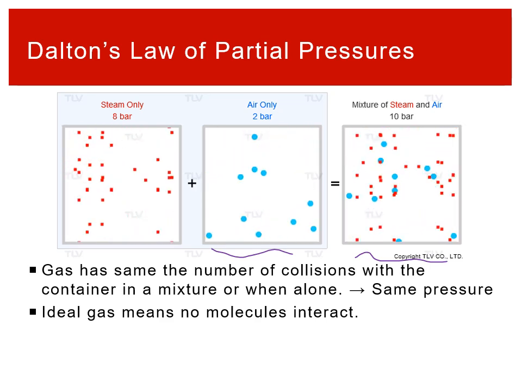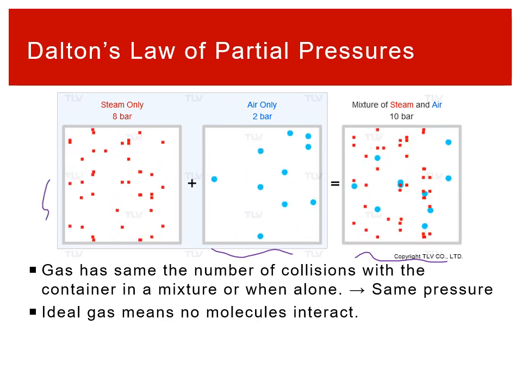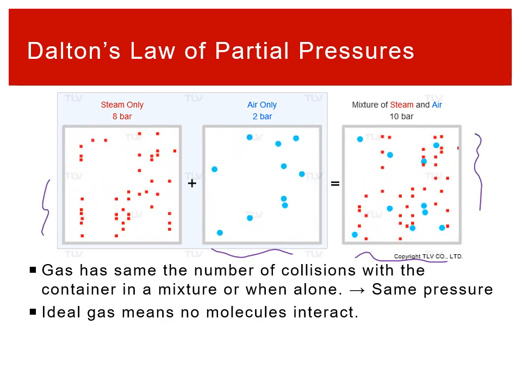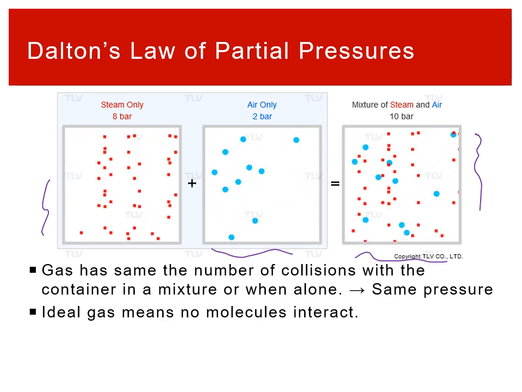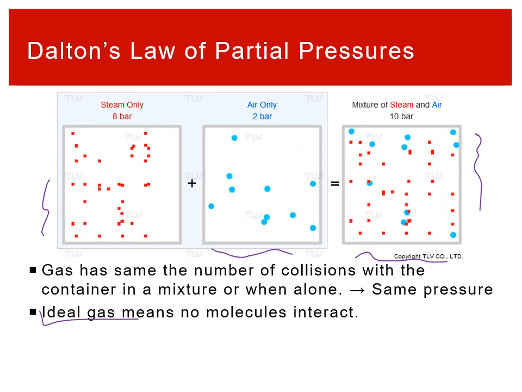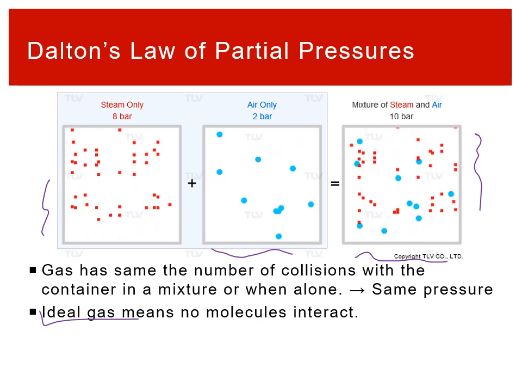So you're still going to contribute 2 bar from those air molecules. The steam, when it's by itself, contributed 8 bar from all of its collisions. The steam molecules are still colliding with the walls, so you still get that same contribution of pressure. And importantly, because gases can be assumed to be ideal, we know that means they don't really interact with each other. What that means is that it doesn't really matter.